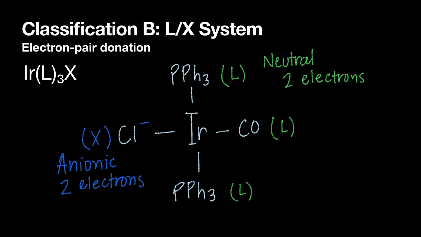Now using the LX system to classify the ligands in this complex. Carbonyl ligand is a neutral 2 electron donor, and the 2 triphenylphosphine ligands are neutral 2 electron donors. Chloride is the only anionic 2 electron donor in this complex. So this complex can be categorized as an iridium L3X species.